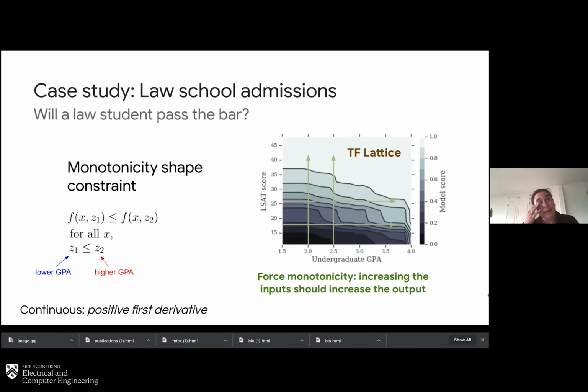Okay, so mathematically, what is a monotonicity shape constraint? Well, it says that for any feature z that I want to have monotonicity on, so here z is our GPA, if I have any other features x, then if z gets bigger, then the function has to get bigger. And if this is a continuous function, then it just says I have to have a positive first derivative. So my slope has to be positive everywhere with respect to GPA. So this would be the constraint that we would put on for GPA. And then we could put a separate constraint on for the LSAT score. And visually, these constraints just look like what you see on the right-hand side, that along any of these arrows, the function should be increasing.